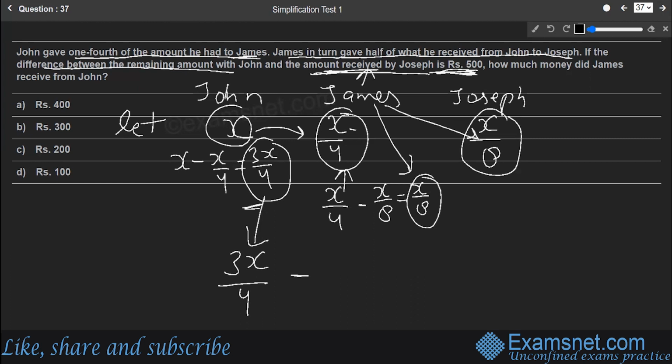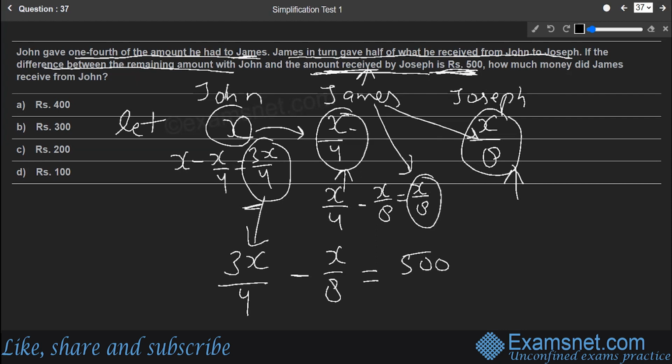How much is the amount received by Joseph? It is x by 8. So another part that is to be subtracted is x by 8, which he says is 500. So let us equate that to 500. Clearly we are supposed to solve the value of x. Then we can find out how much money James received from John. So let us try to solve this equation.